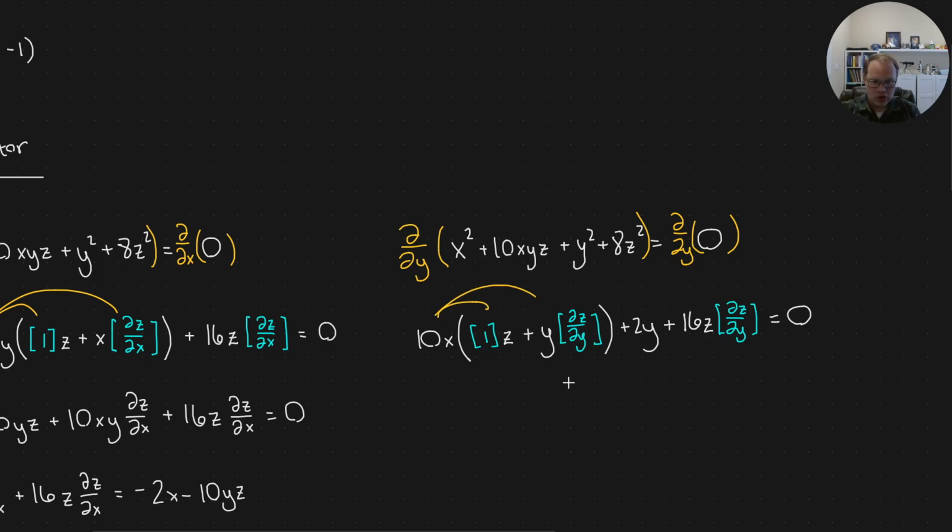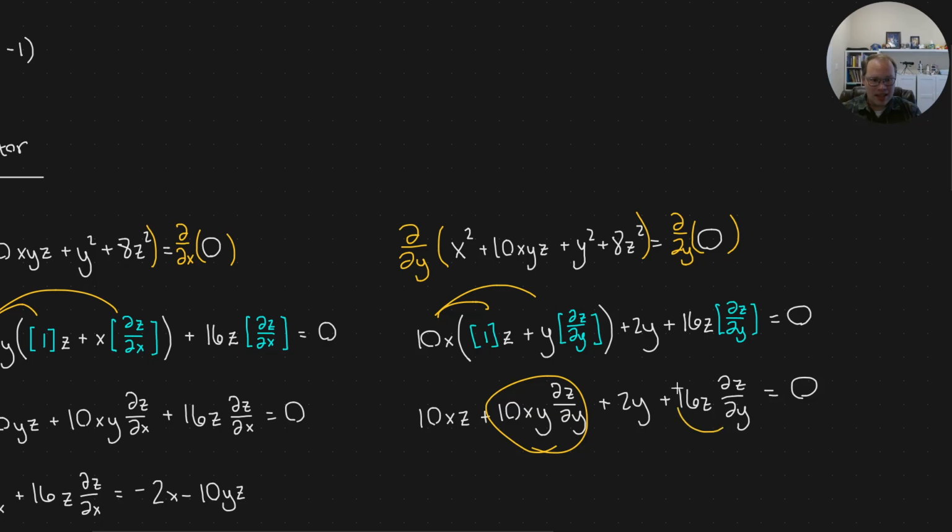I'm going to start by multiplying in the 10x. So I get 10xz plus 10xy partial z partial y. And then I get the plus 2y and plus 16z partial z partial y equals 0. Just as before, I want to isolate the terms with my derivative in it, with that partial z partial y. So I'm going to leave them on the left-hand side, and I'll move everything without that derivative to the right-hand side of the equation.